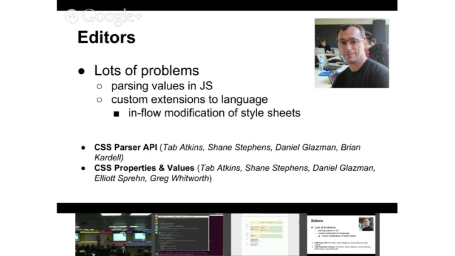So we went into a pretty in-depth discussion of what these things should look like, and we ended up describing the need for a CSS parser API. And there was discussion about whether it should be token level access or parsed tree representation, or maybe both, and a CSS properties and values API.